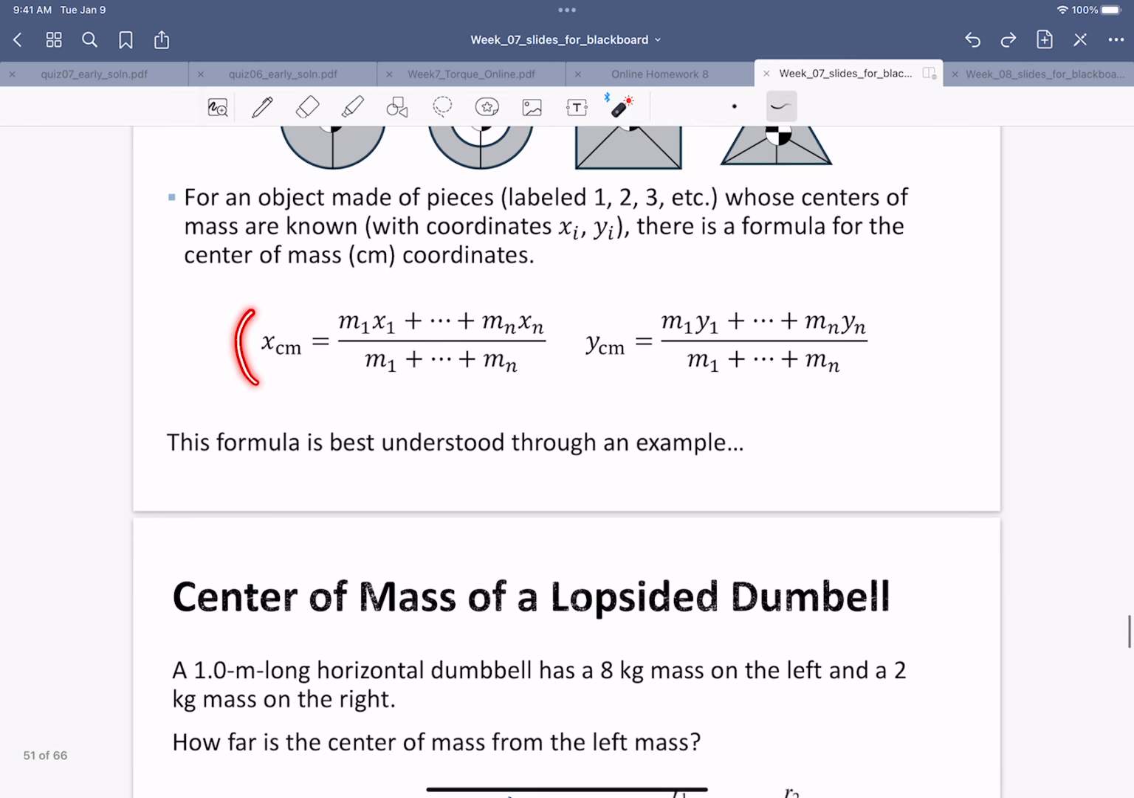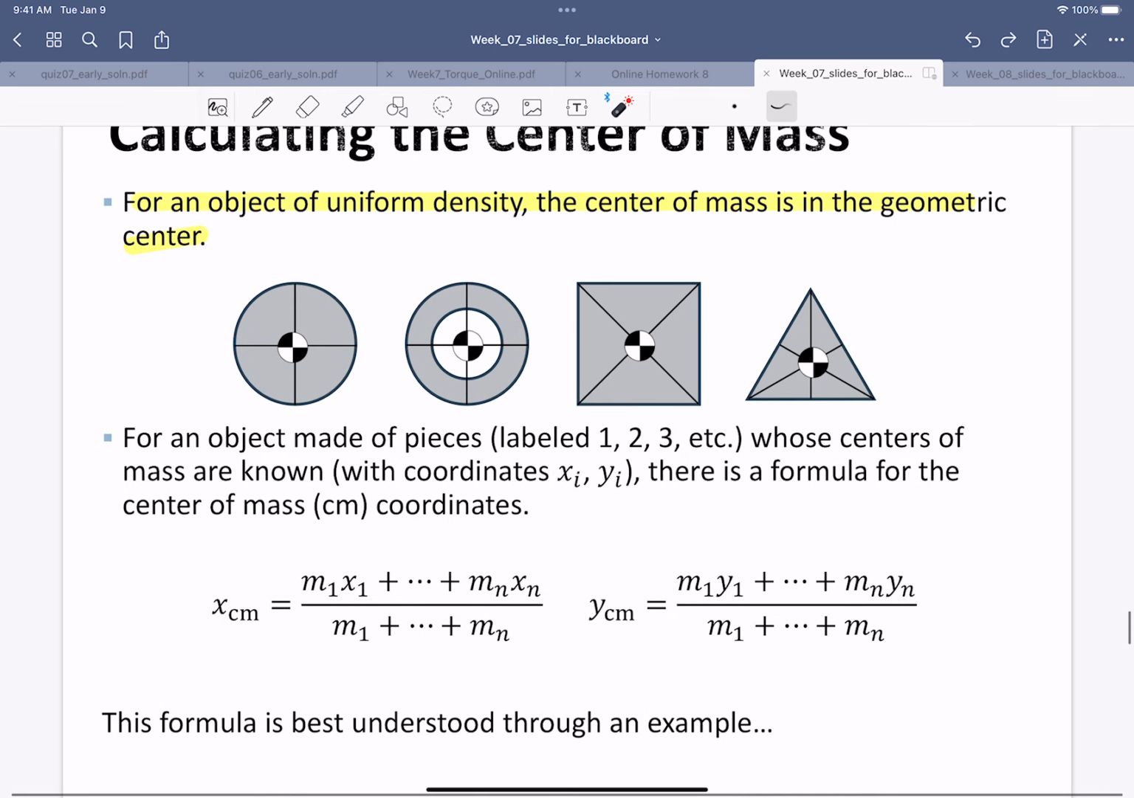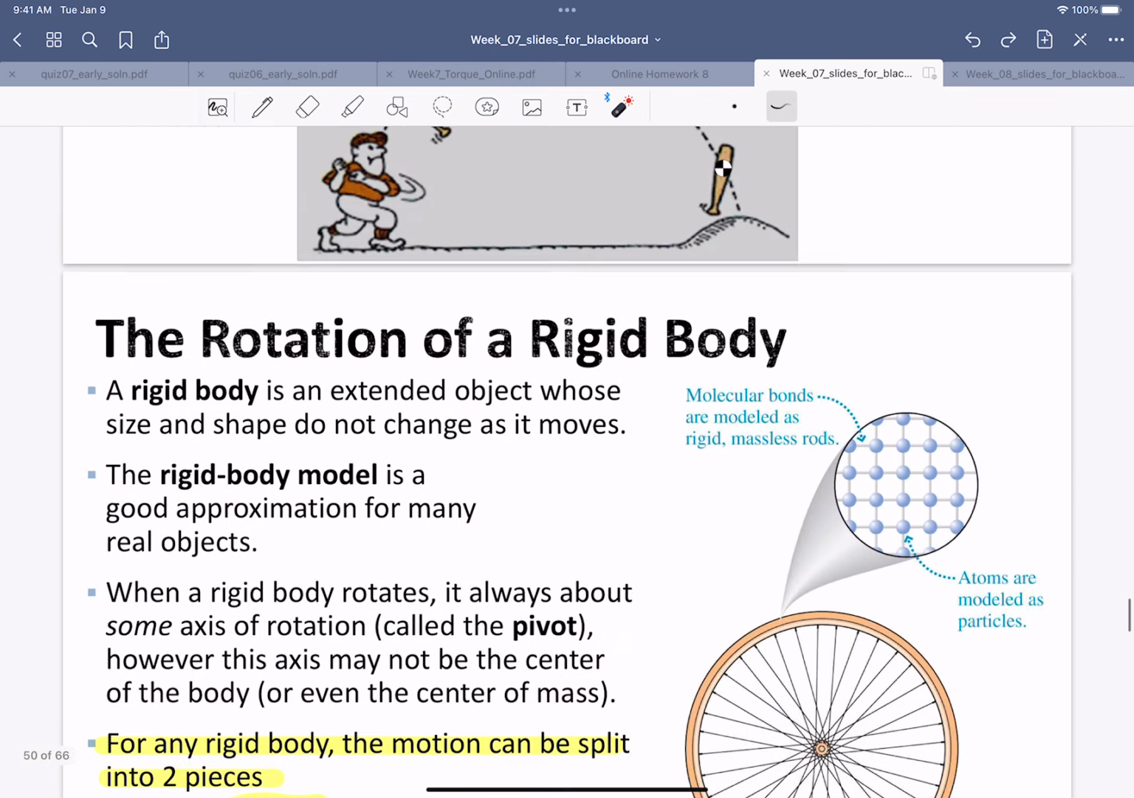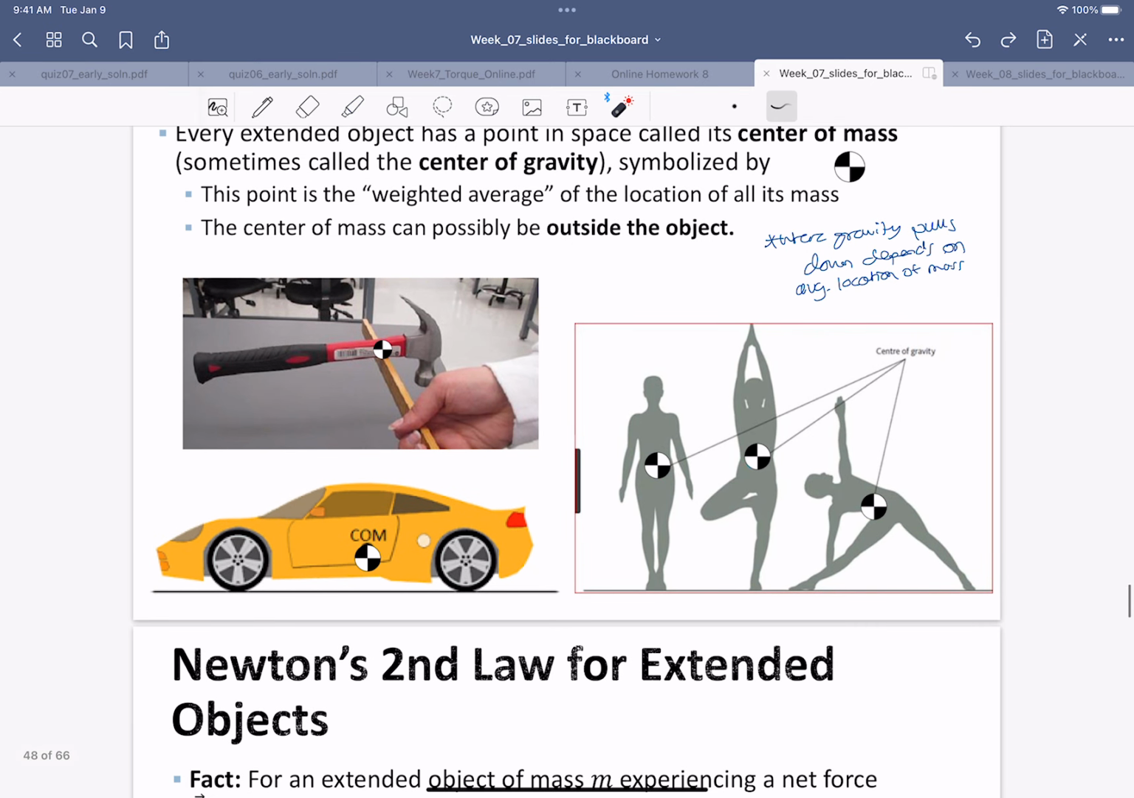Now, the center of mass equation is like that weighted average I was talking about, a weighted average of the different pieces of an object. So if you have a hammer, we have the hammer head itself and the handle. Those have their own individual masses. You calculate the mass of the handle and the mass of the hammer, and do the weighted average of the masses.